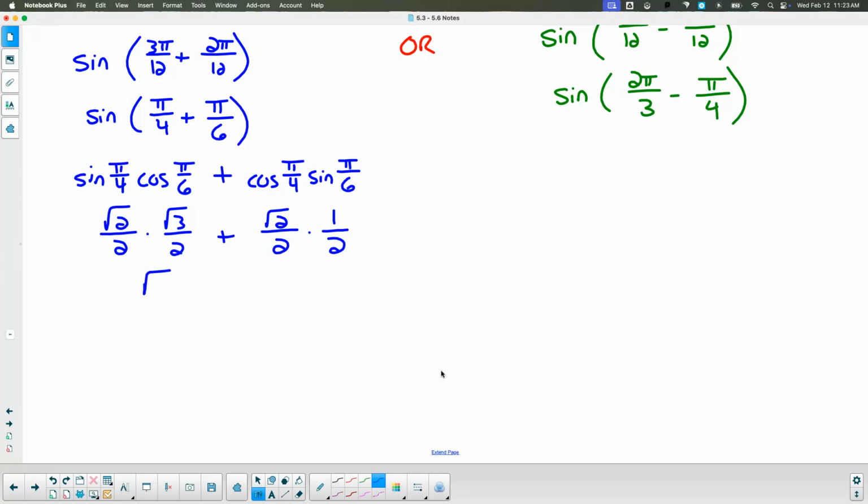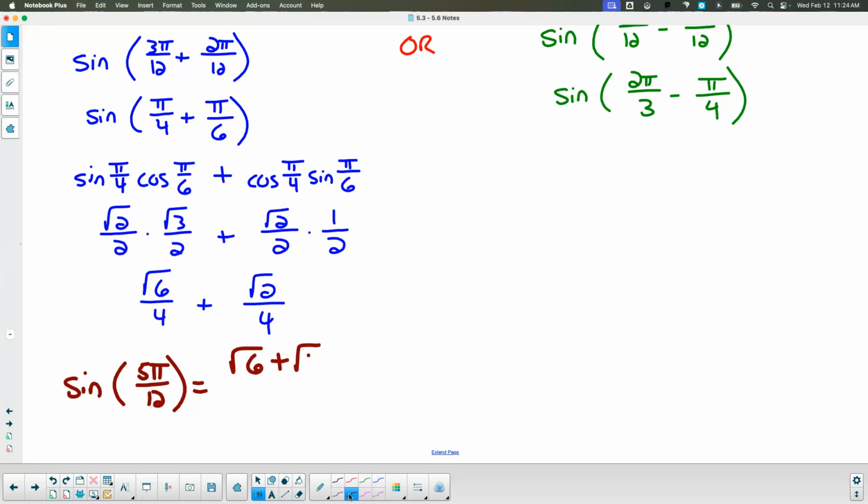This gives me the square root of 6 over 4. This gives me the square root of 2 over 4. So the sine at 5 pi over 12 is equal to the square root of 6 plus the square root of 2 all over 4. Yes? Okay. You find me green.